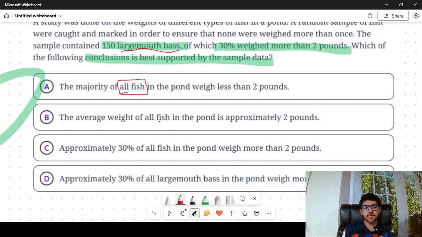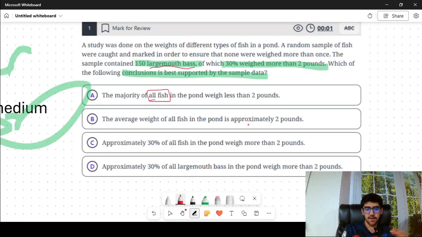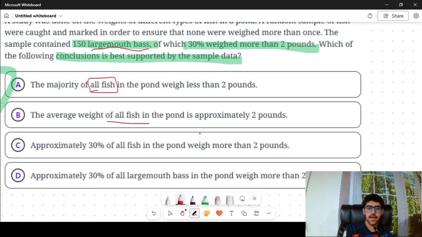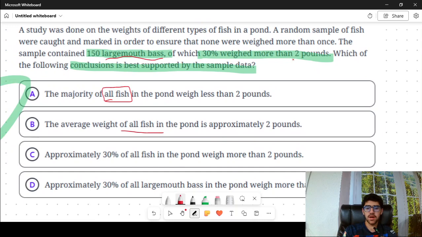This one says that the average weight of all fish in the pond is approximately 2 pounds. You have to recall how averages work. Again, this one is talking about fish in general instead of largemouth bass. And at the same time, 30% weighed more than 2 pounds. That doesn't mean that the average is going to be around 2 pounds. That 30% could all weigh 10 pounds, and the average is going to be skewed to the right, to, let's say, around 6 or something. So we can't guarantee that the average weight will be 2 pounds. And it also generalizes it to all fish and not just that specific species.